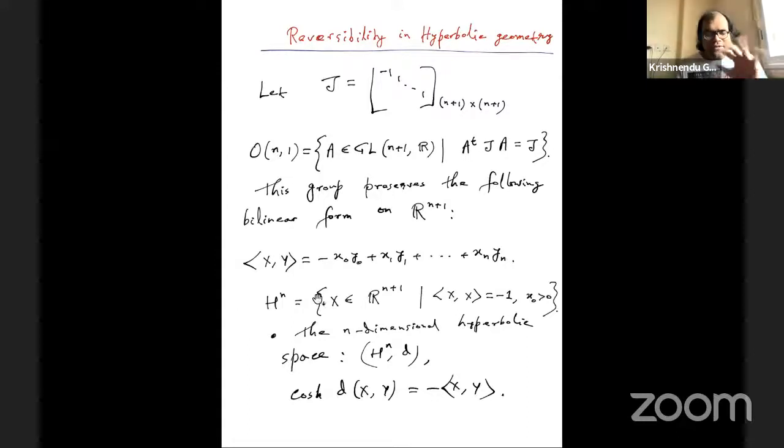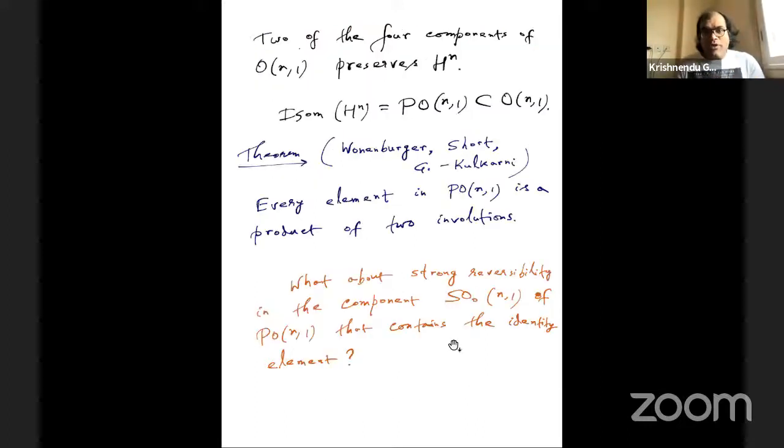But that metric is not directly involved in our setup. But that metric is giving me one of the four components of O(n,1) as orientation preserving isometries of the hyperbolic n space, and two of the components of O(n,1) as the full group of isometries of H^n. So those components which preserve H^n.